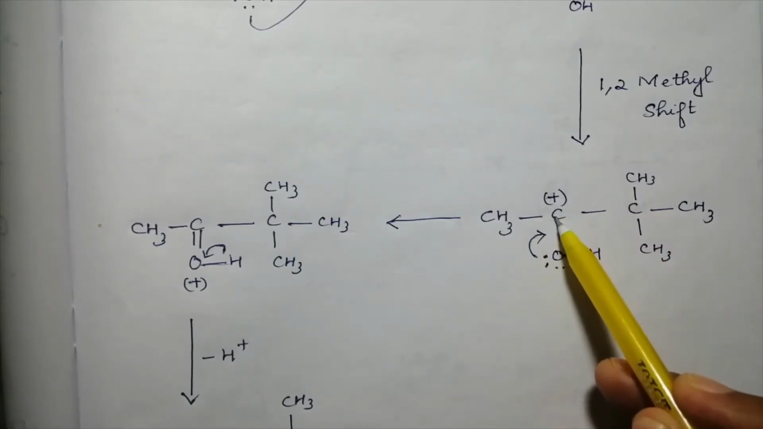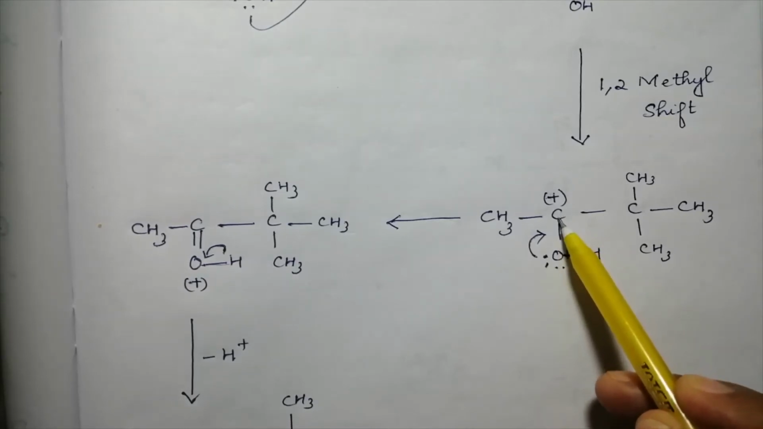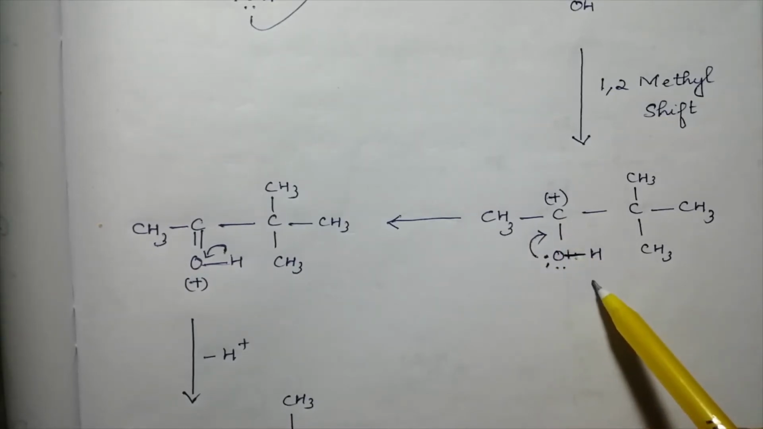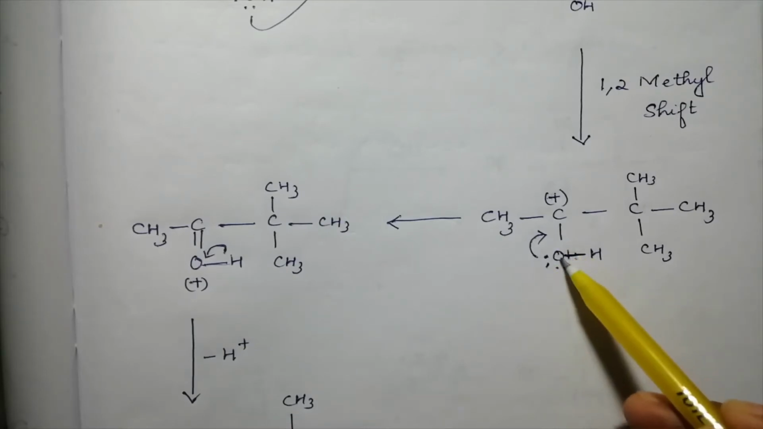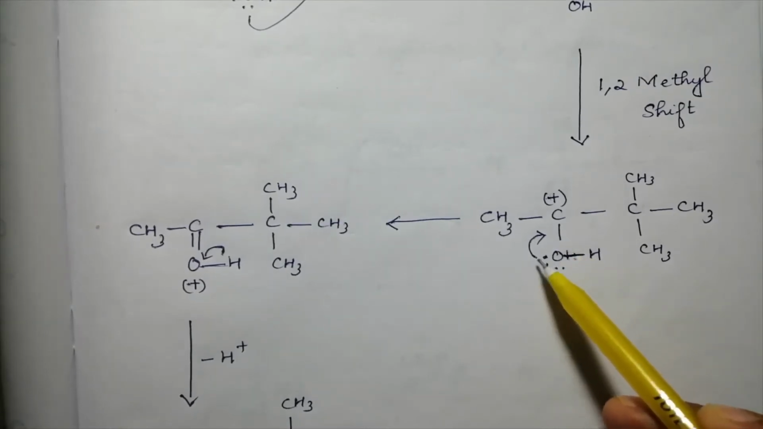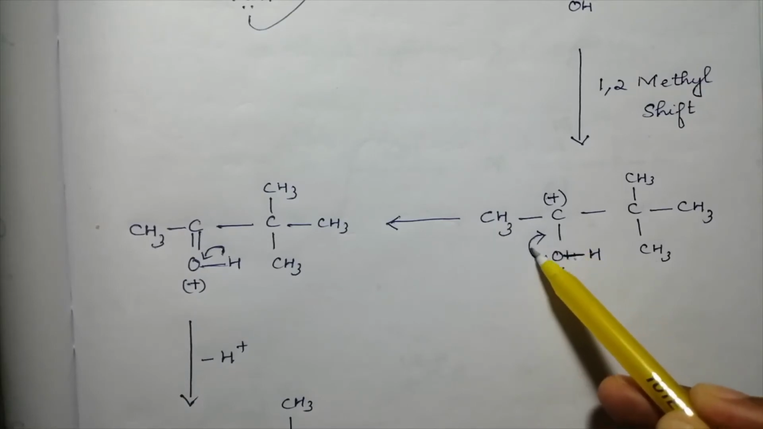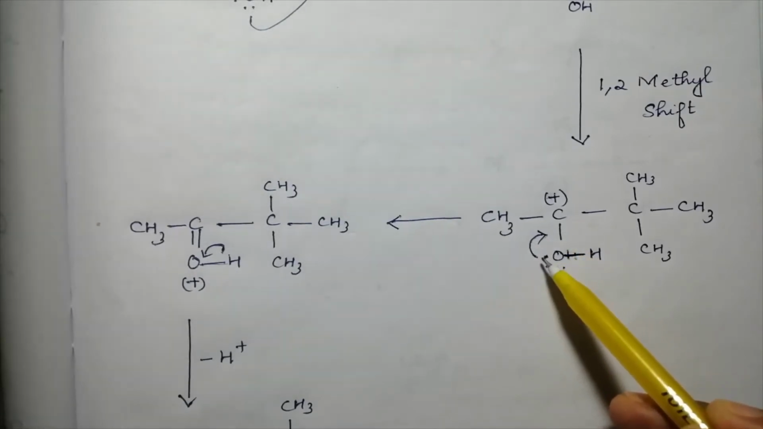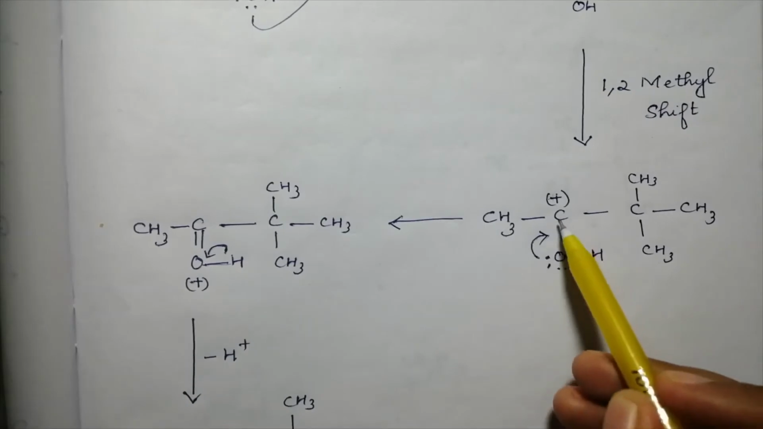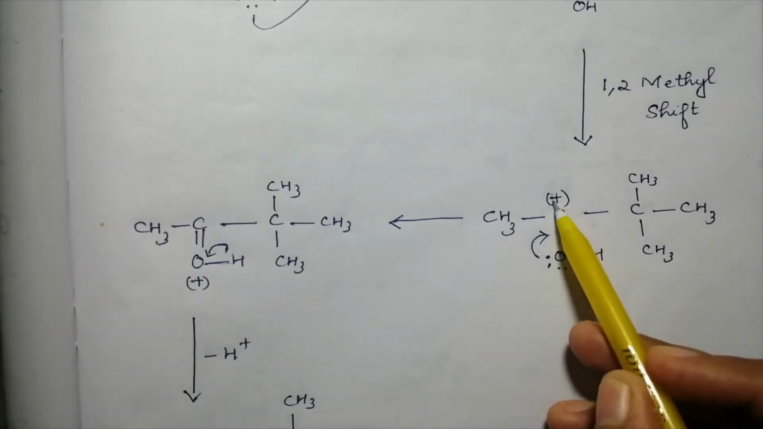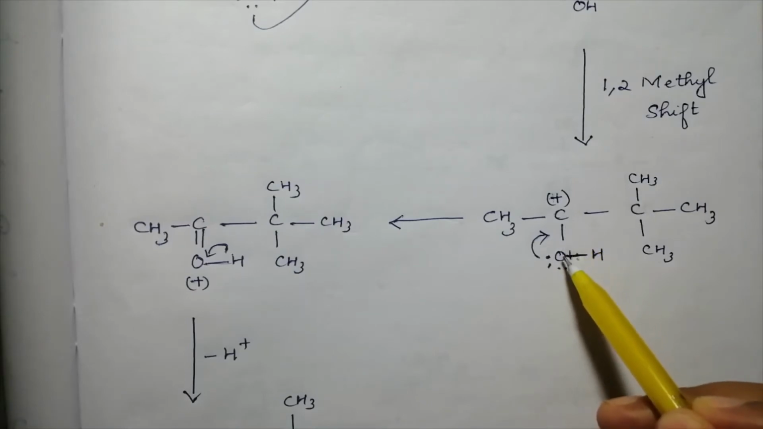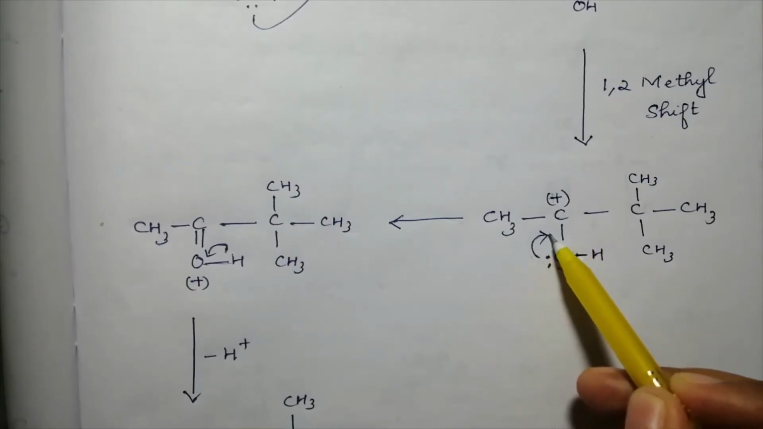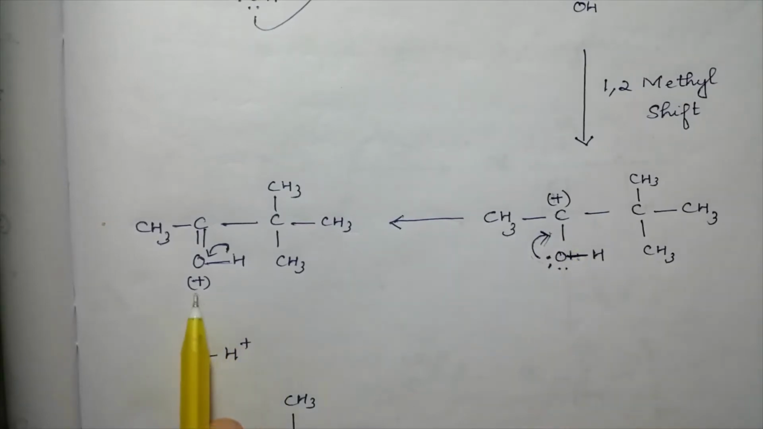Now, since that carbon atom is positive, there is an OH group attached to this carbon atom. So this oxygen will have lone pairs, and it has the ability to donate lone pairs, forming a double bond. In order to remove that positive charge, the oxygen attached to that positively charged carbon can donate its lone pairs, forming a double bond.